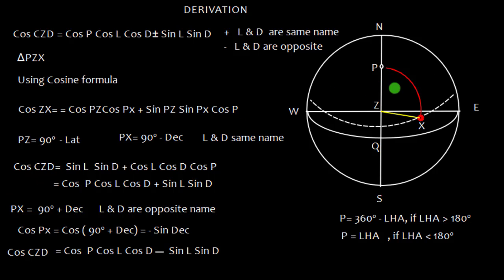But we know it very well, this Pz, P to Z, is nothing but 90 degree minus latitude, because this fellow is latitude, so this is going to be 90 degree minus latitude. Similarly, this fellow is 90 degree and this is nothing but declination, so Px is going to be 90 degree minus declination, and this holds good that both are of the same name. And here you can see this is your equinoctial, this is north pole, so the latitude is also north and your declination is also north.